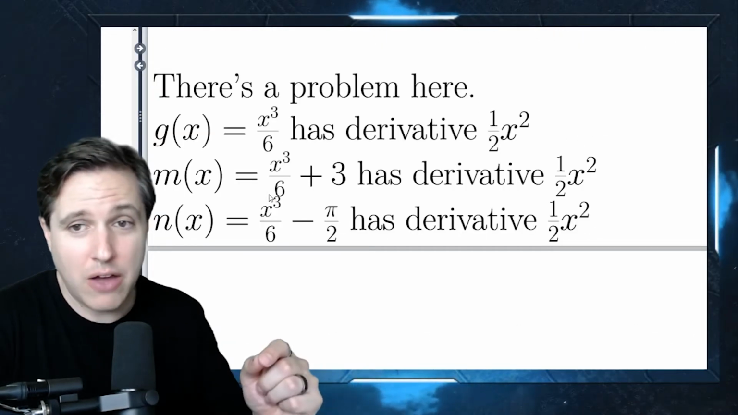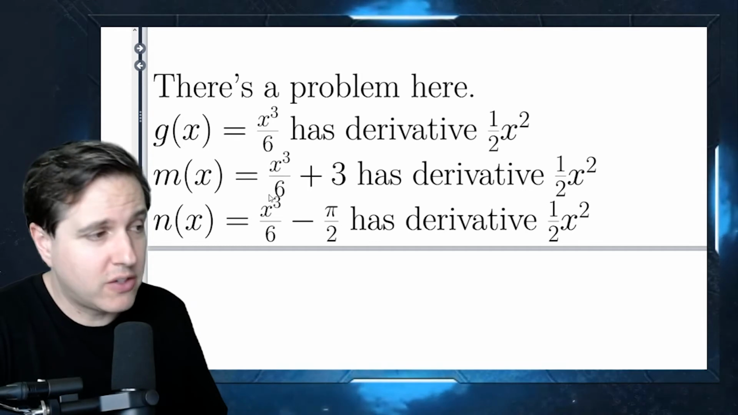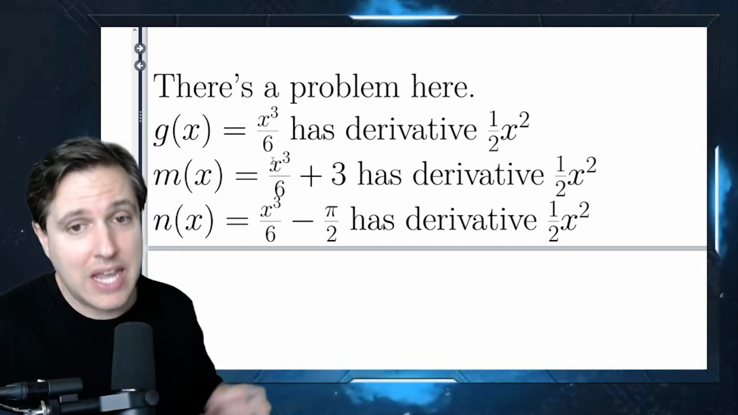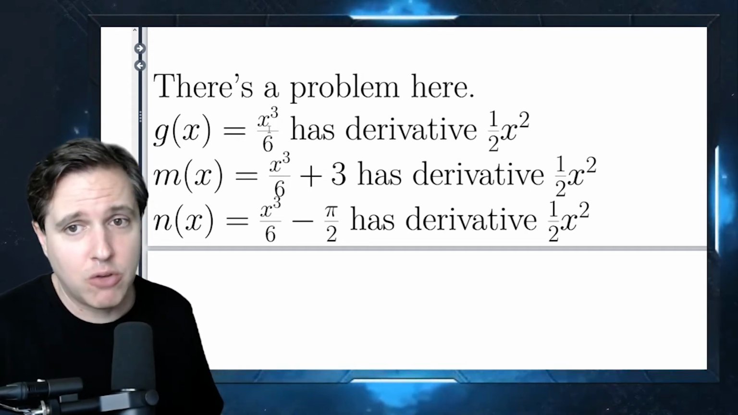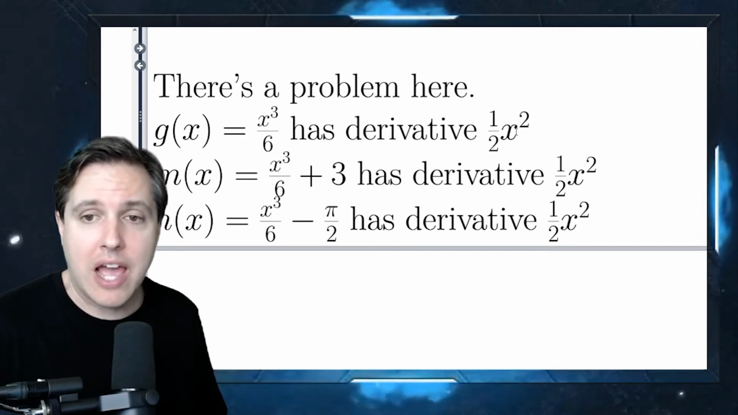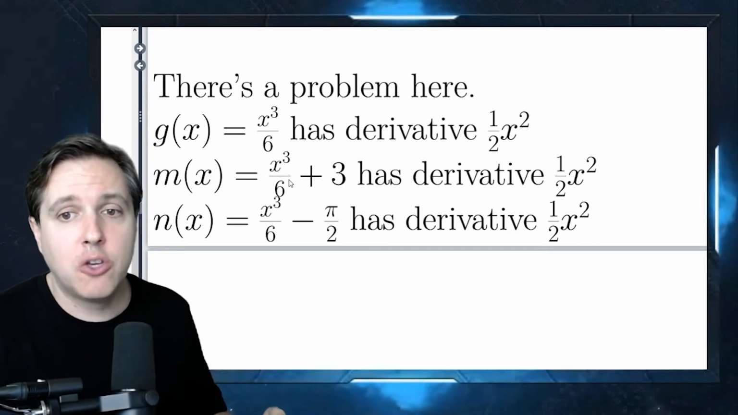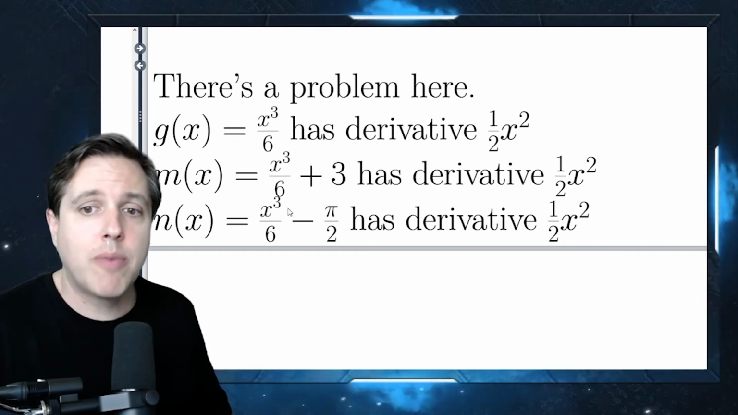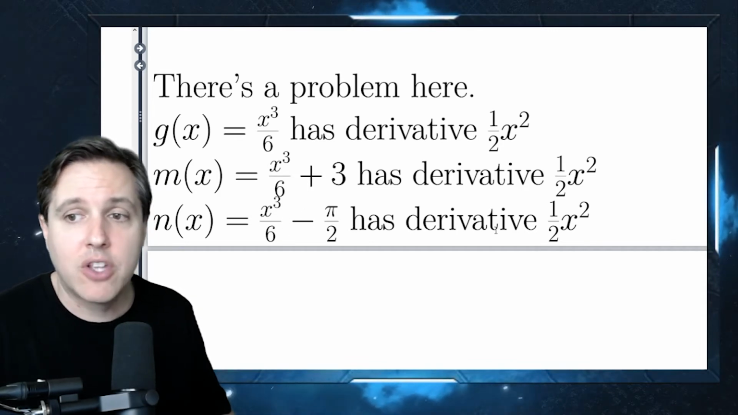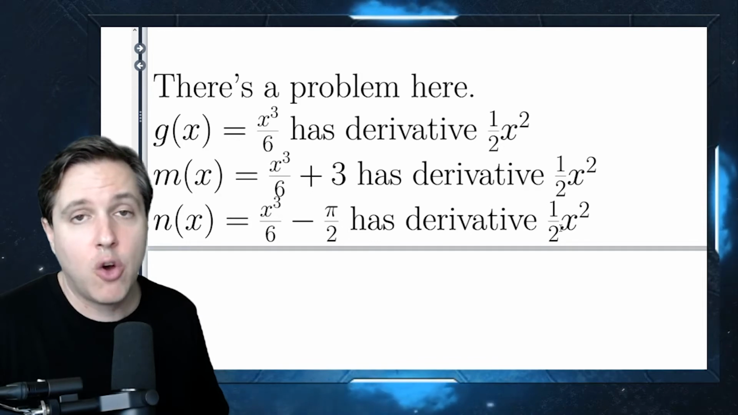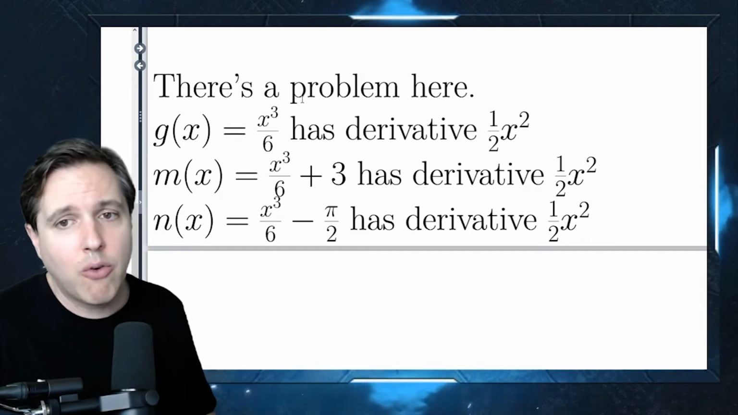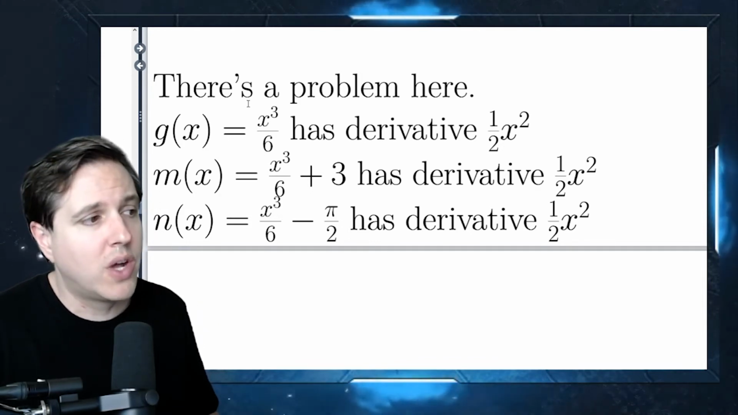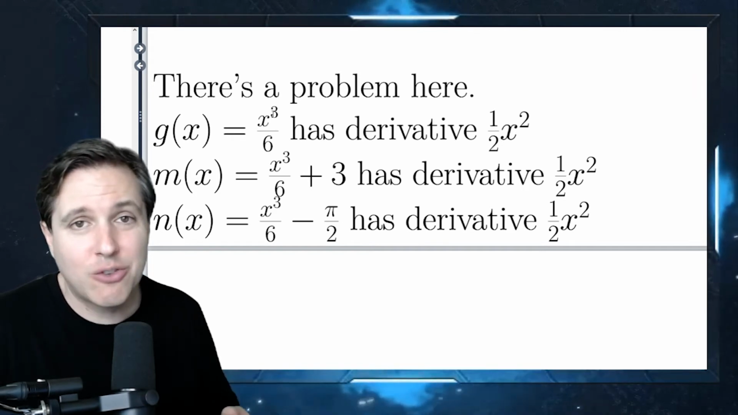All right, so it turns out there's a problem here. All of these functions, the one that we found and claimed to be the antiderivative, x cubed over 6, has derivative 1/2 x squared. What about x cubed over 6 plus 3? Well, that has derivative 1/2 x squared. What about x cubed over 6 minus pi halves? That also has derivative 1/2 x squared. So how are we so sure that this first one is the one that we wanted? And the answer is we aren't.